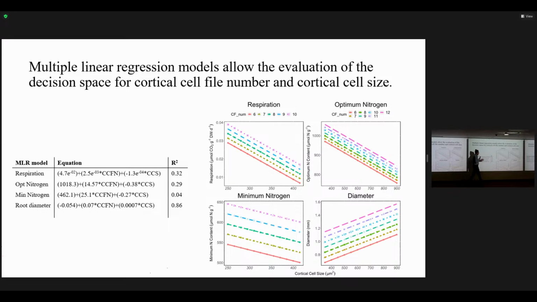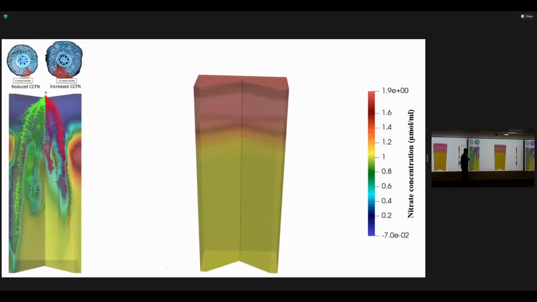And this is how the models look when we plot them. Basically, for respiration, if you have larger cortical cell size, you have less respiration. And if you have a smaller cortical cell file number, you also have less respiration. So we used the model to predict an example of a reduced and increased cortical cell file number. In this case, 6 cortical cell files and 13 cortical cell files.